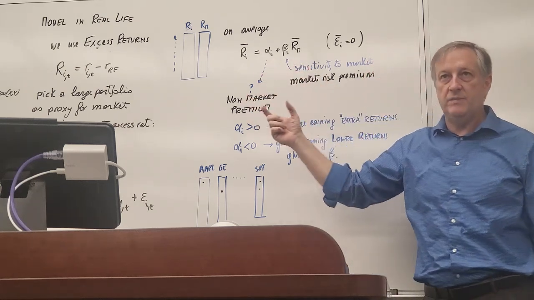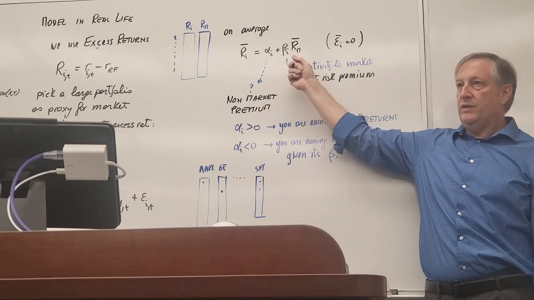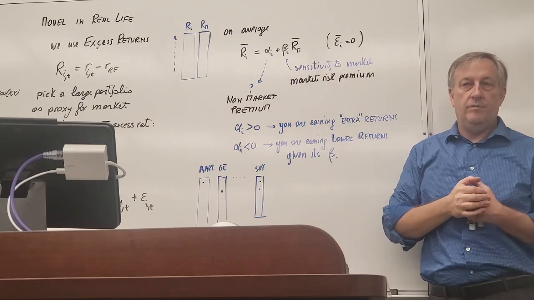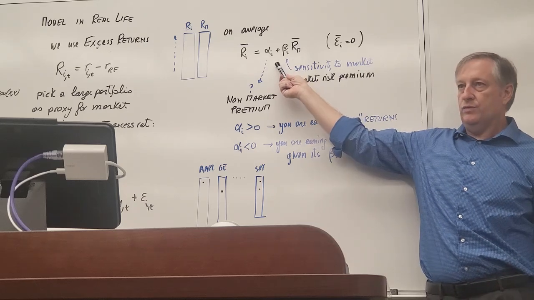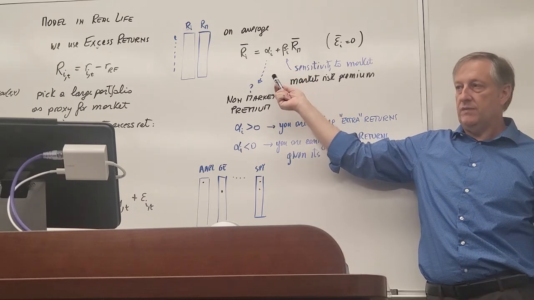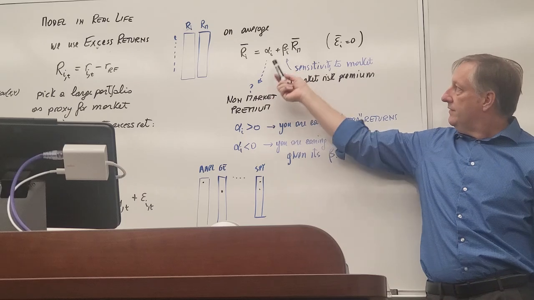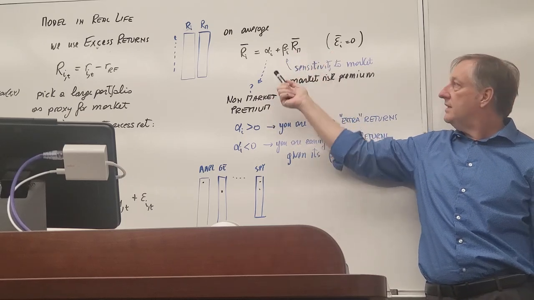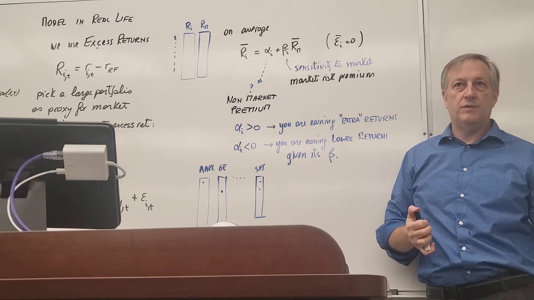If the alpha is positive, it means that even after you take into account differences in risk between your portfolio and the benchmark, you were able to produce abnormally positive returns. Conversely, if this is negative, then after taking into account risk, your portfolio has underperformed. Okay.